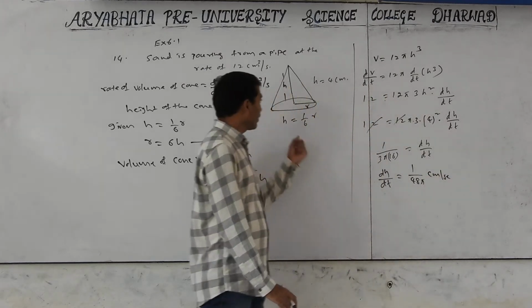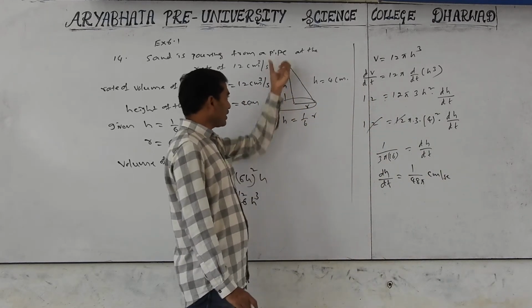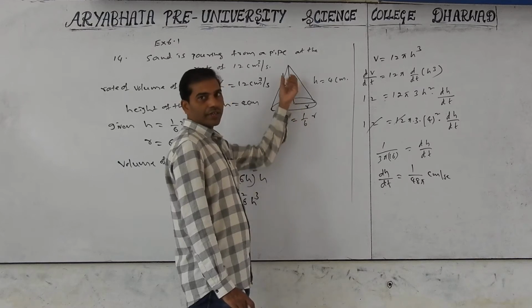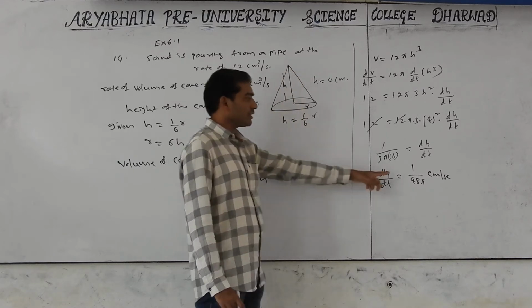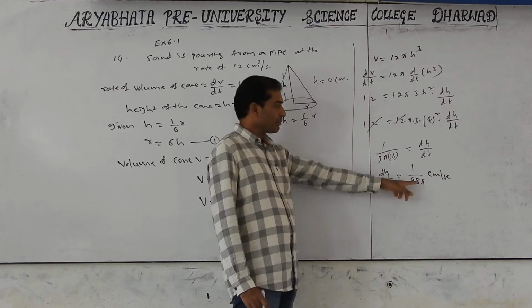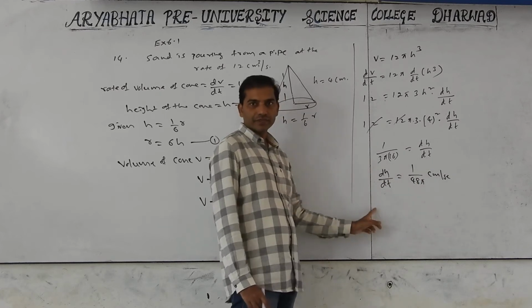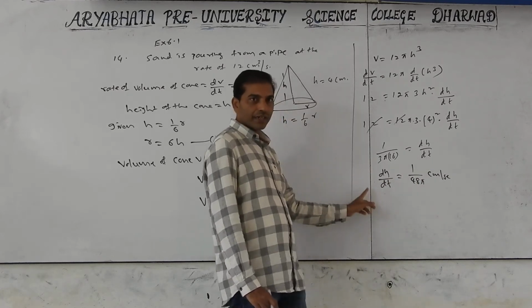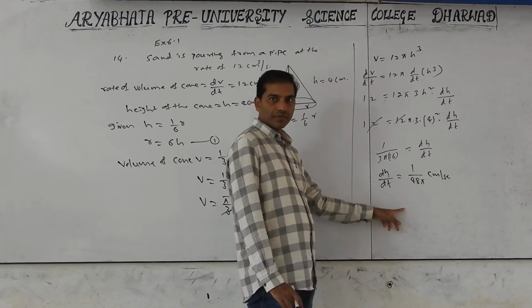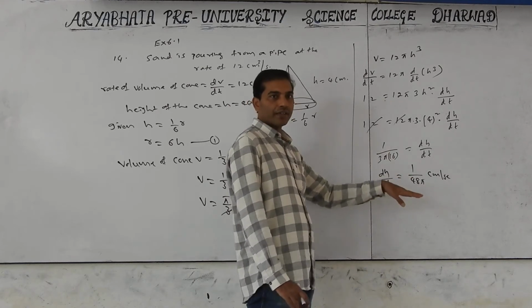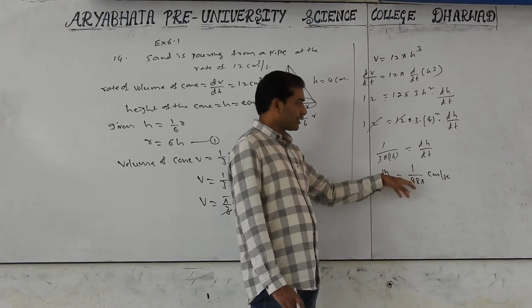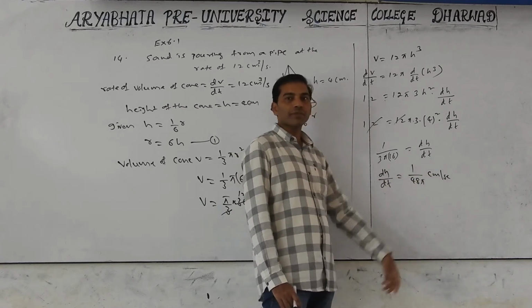So the rate of height of the cone, the sand falling on the ground to form a cone, is 1 by 48 pi centimeter per second. Conclusion, you can write it: the rate of the height of the cone, or the sand falling on the ground, is 1 by 48 pi centimeter per second.